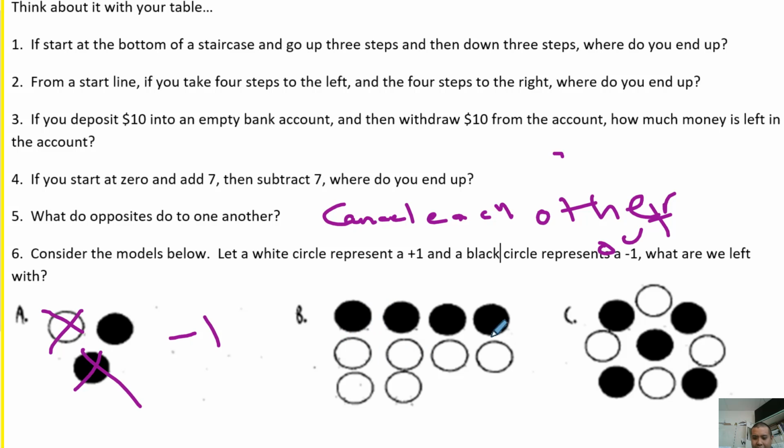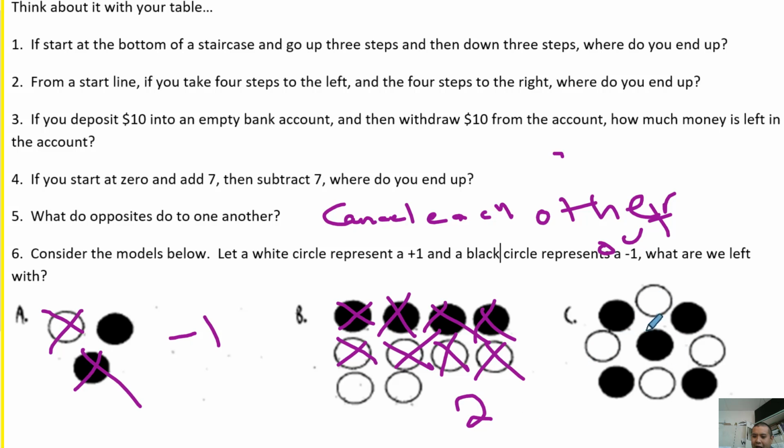Here we can do the same thing. There are six plus ones and four minus ones, so each minus one cancels out with each plus one. And at the end, we find that our final amount is actually just two.